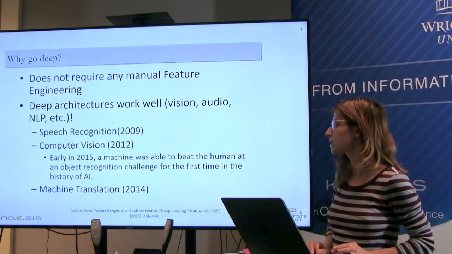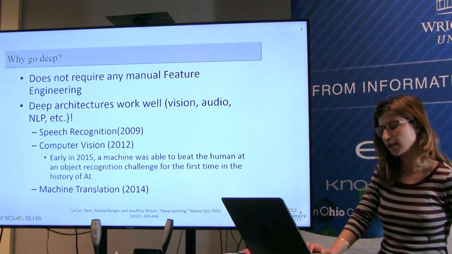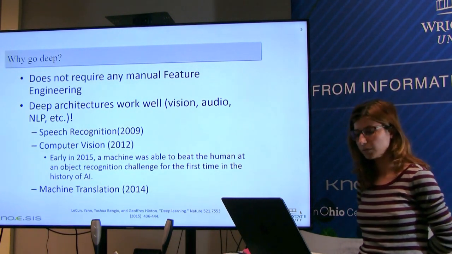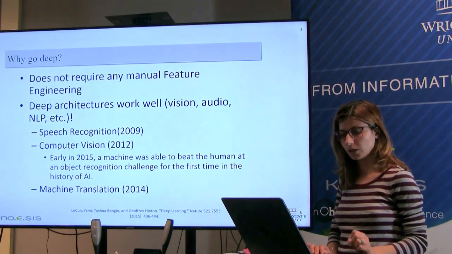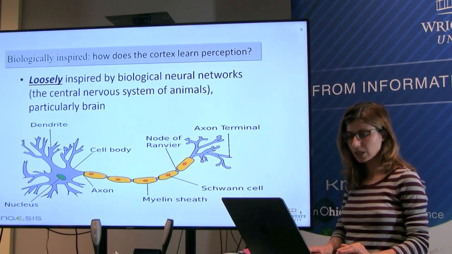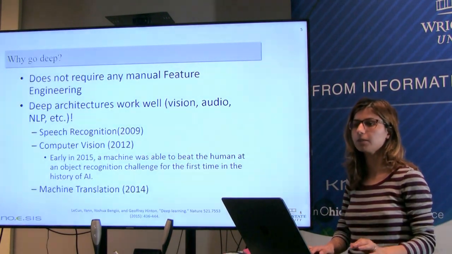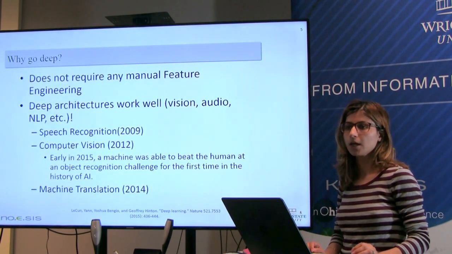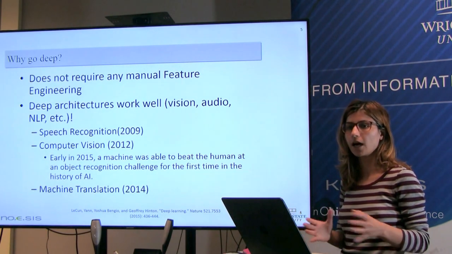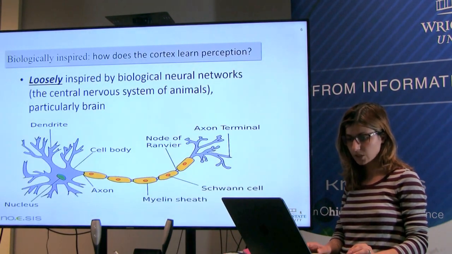NLP. The breakthrough in speech recognition was in 2009, and in computer vision in 2012. Early in 2015, a machine was able to beat the human for the first time in object recognition. And they are also very successful for machine translation. That is very difficult, especially in terms of feature engineering, because a domain expert should consider all the features of the source language and also the target language, and think about how to align them to do effective machine translation.